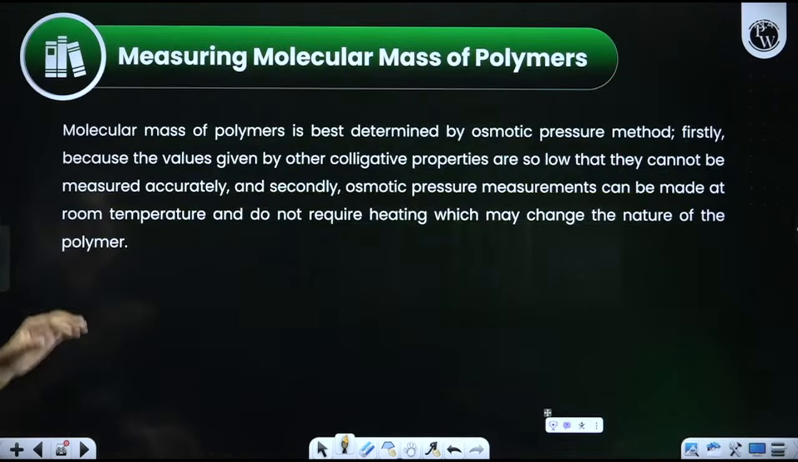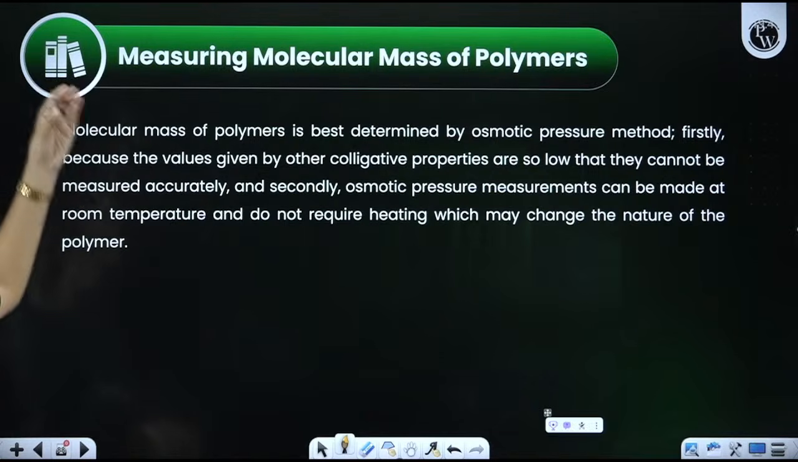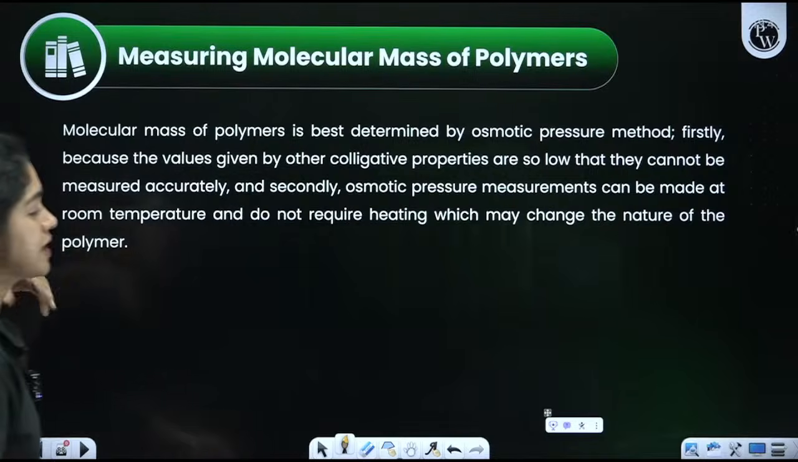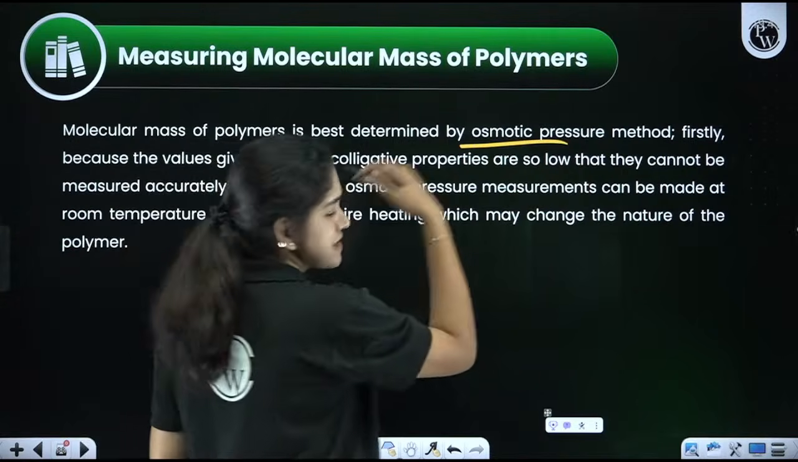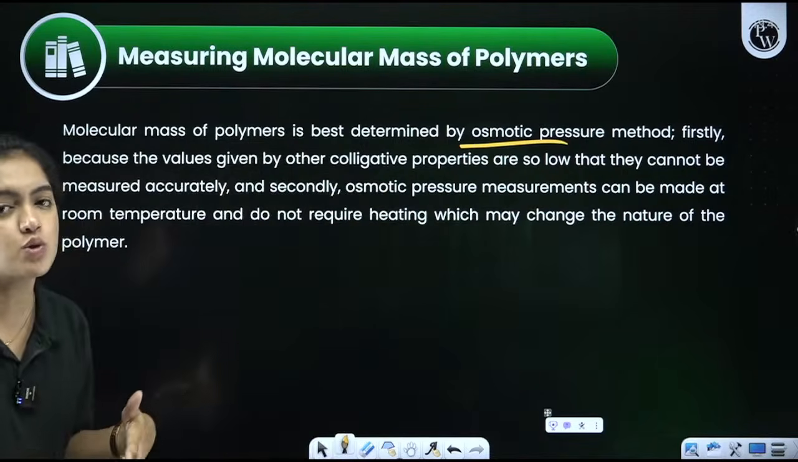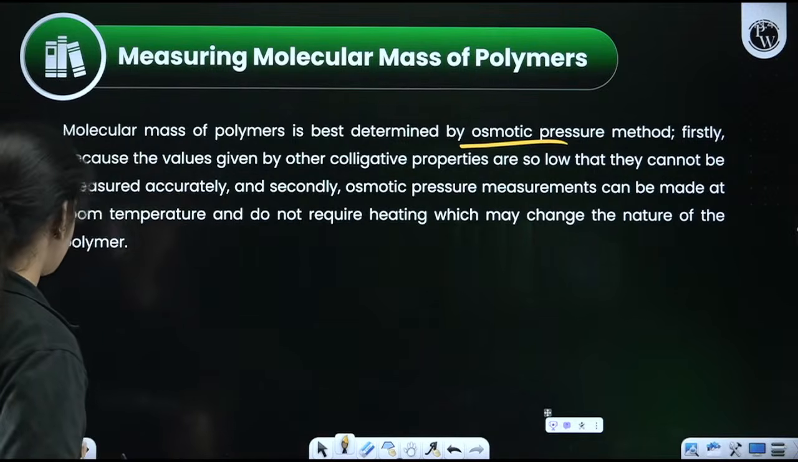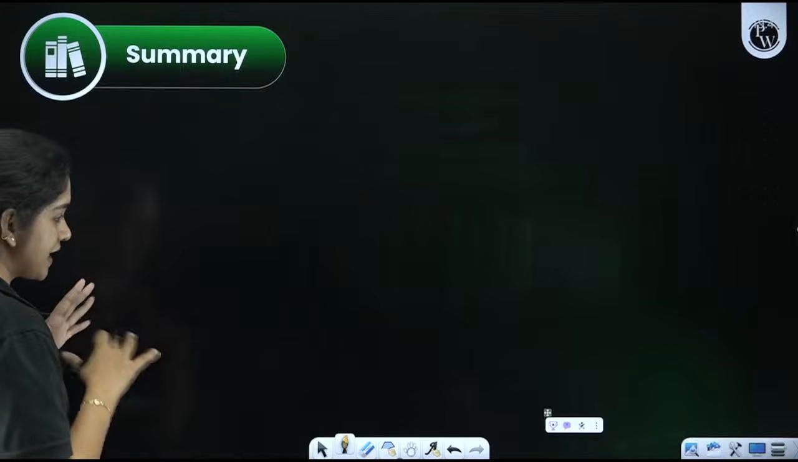i less than 1 means association. So, for measuring molecular mass, the application is that we can use this for measuring the molecular mass of polymers by osmotic pressure. That we already discussed in the previous one: the osmotic pressure we can use to calculate the mass of the polymers. Okay. So, we already discussed everything.